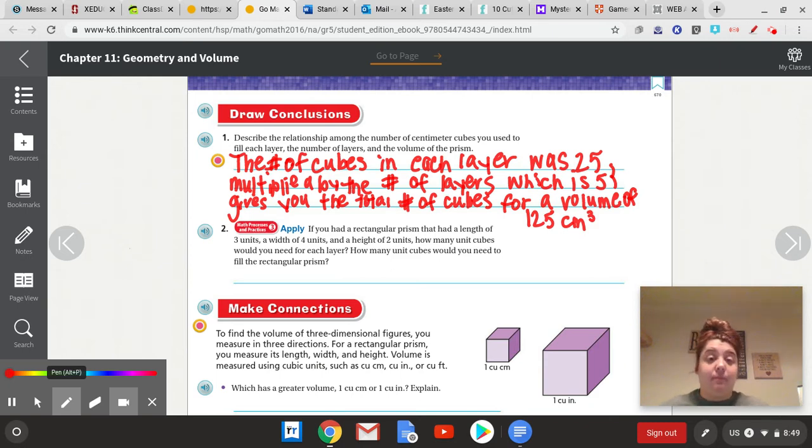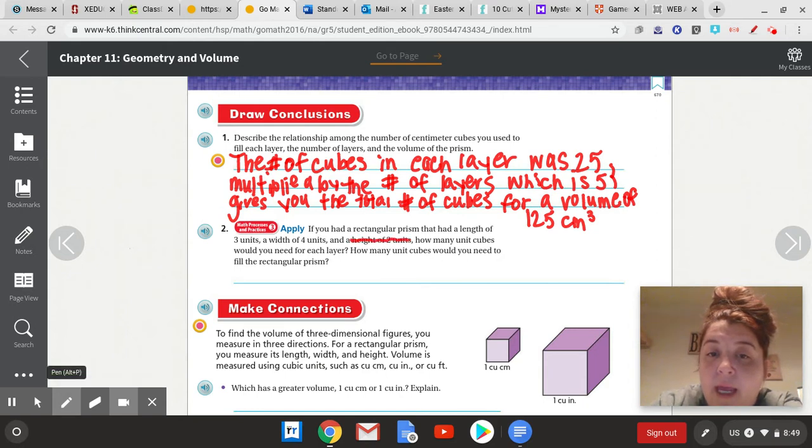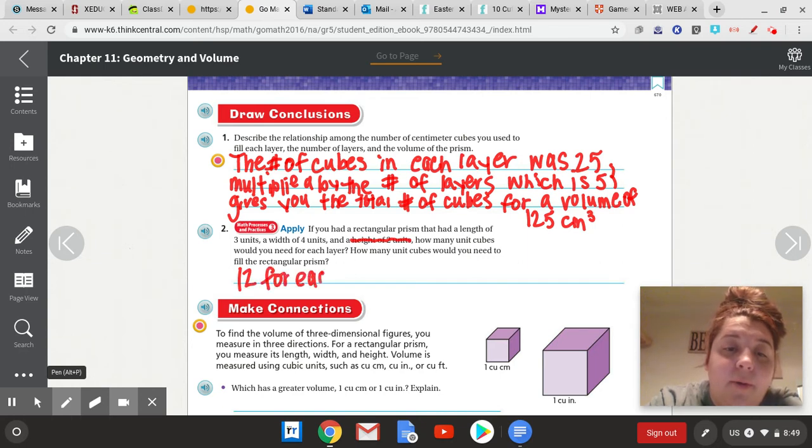Number 2, it says that if you had a rectangular prism that had a length of 3 units and a width of 4 units and a height of 2 units, how many unit cubes would you need for each layer? How many unit cubes would you need to fill the rectangular prism? So first, ignore the height. Okay, ignore the height for the first question. For each layer, you're going to do the width and the length to know what you need for each layer. So you'll need 12 for each layer.